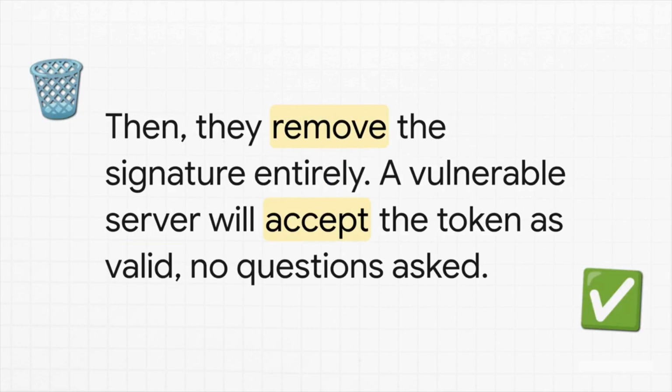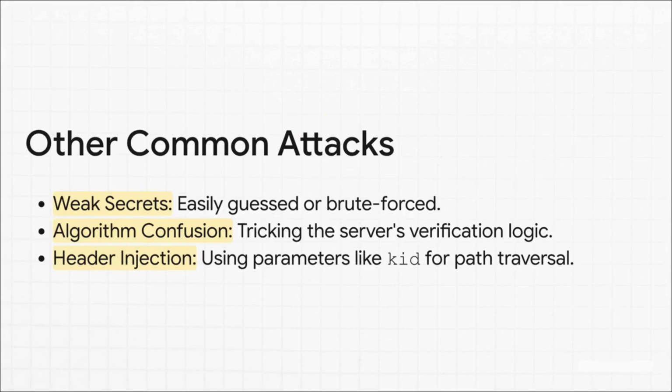After they change the header, they just delete the signature part of the token completely. Now, if the server is poorly configured and doesn't check for this, it will see the none algorithm, shrug, and say, okay, I guess I don't need to check a signature, and it accepts the token. And just like that, an attacker can make themselves an admin. Game over.